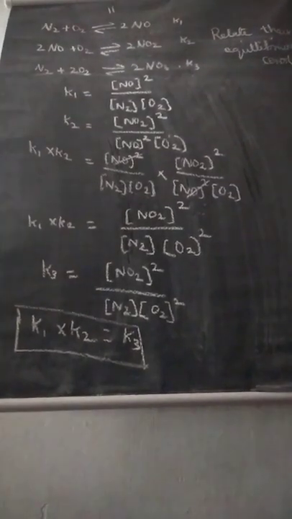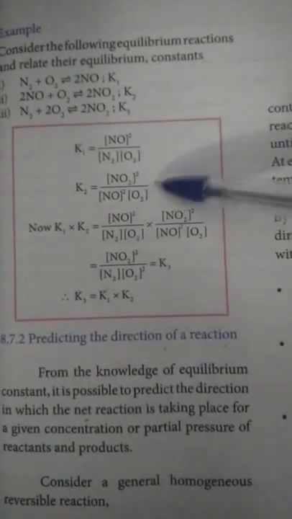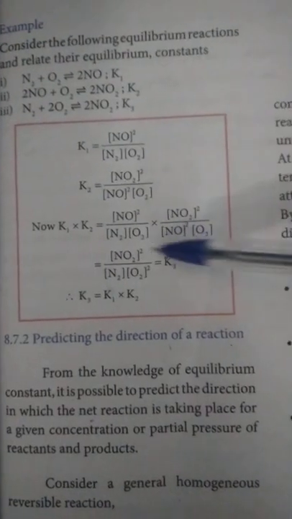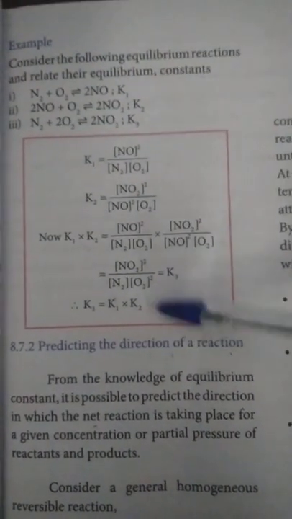Understand this? Okay, now take page number 11. Page number 11, this is the problem example. Consider the following reactions and relate their equilibrium constants. K1, K2, K3 are given. First write the K1 value and K2 value. K1 into K2 is equal to K3. So you got the relation: K3 is equal to K1 into K2. Understand?